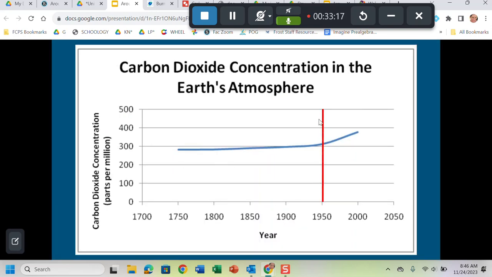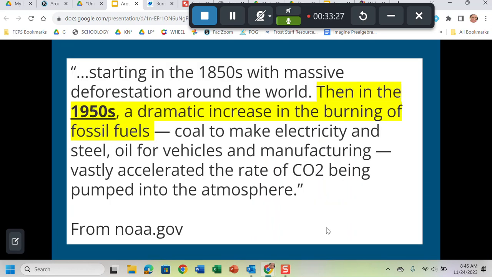And again, here we have our graph from the very beginning of class. Around the 1950s, you can see there's a change in how quickly we are releasing carbon dioxide into the air. Starting in the 1850s, with massive deforestation, that means taking away trees around the world. In the 1950s, there was a dramatic increase in the burning of fossil fuels. We burned coal to make electricity and steel. We burned oil in vehicles and manufacturing, and it increased the rate of carbon dioxide being pumped into the atmosphere.